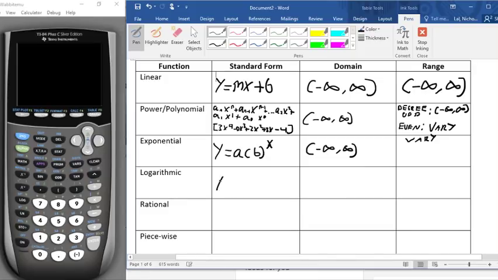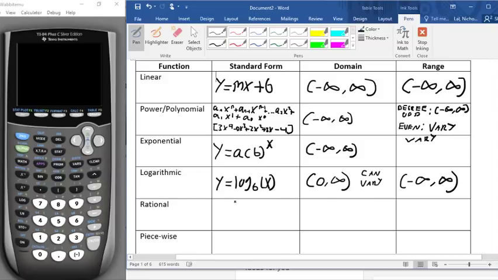Logarithmic function, y is equal to log base b of x. So the domain of the logarithmic function should be from 0 to infinity, but this can vary. And then the range should be from negative infinity to infinity.